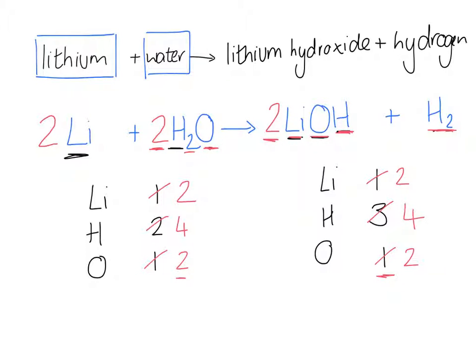So it should be 2 Li plus 2 H2O goes to give me 2 LiOH plus H2. And that is your balanced symbol equation. Again, that's a bit tricky. There's a couple of steps in that. But once again, do it step by step and make sure you update that list every time you change something.